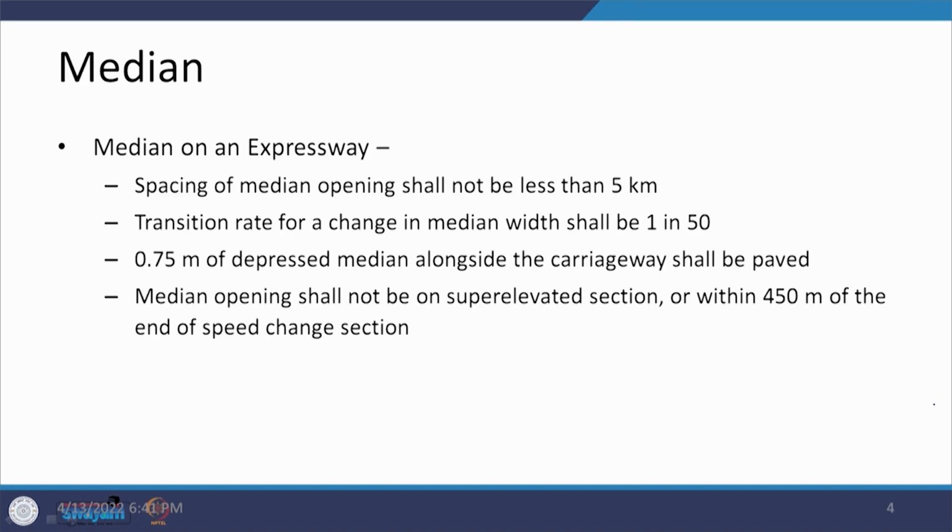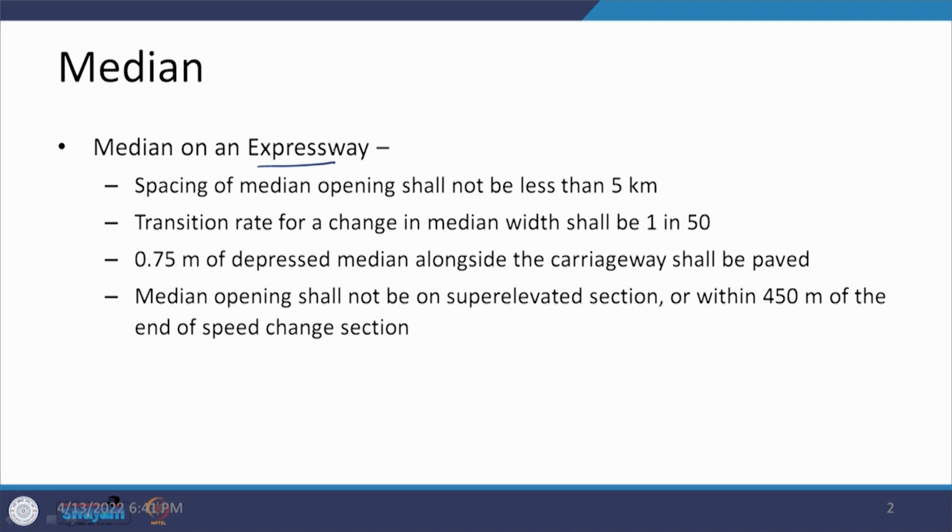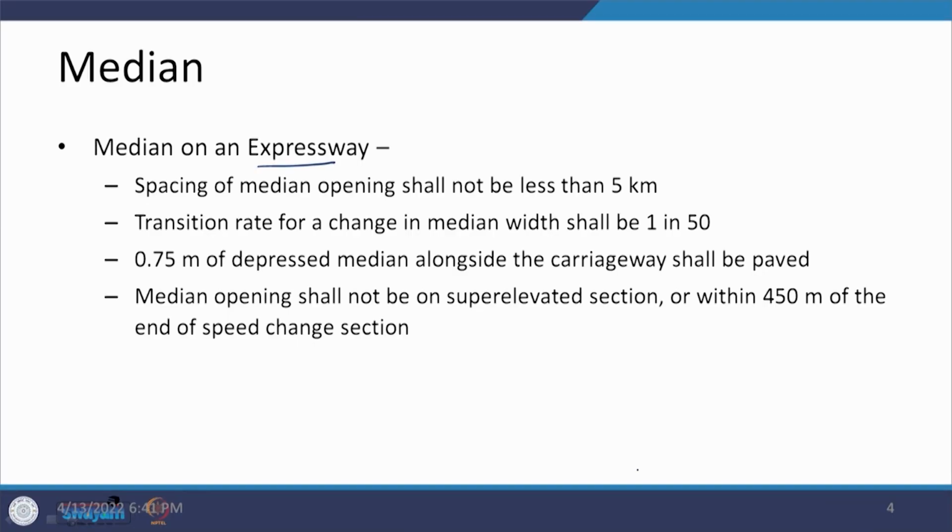Now, when we look at the median, we talked about the 4-lane and the 6-lane divided systems. In the case of expressways, what is going to be different is what is being defined here: in terms of the spacing of the median openings, it should not be less than 5 kilometers. That is the same thing we talked about for the 6-lane conditions also, but the transition rate here becomes higher, it becomes 1 in 50, which otherwise we have seen can be 1 in 15 or 1 in 20.